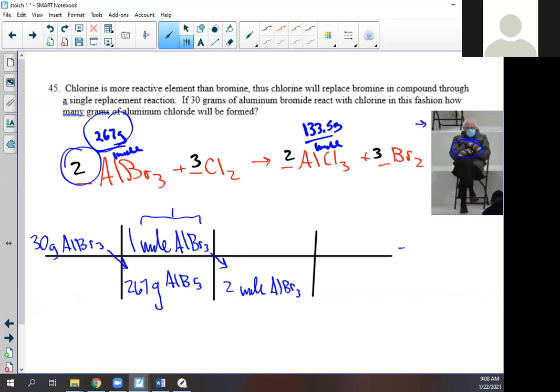Okay, now, this is where the picket fence stops telling me what to do, so I go to the back. I want to solve for grams AlCl3. All right, then this will always match this. So we have grams of AlCl3.